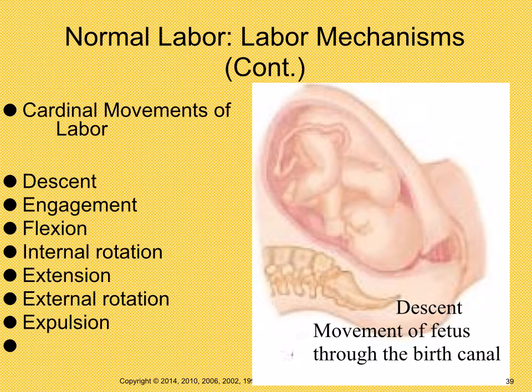Labor mechanisms here, the cardinal movements of labor. The fetal head descends, it engages into the pelvis, and it flexes by bringing its chin closer to its chest. They have an internal rotation, so they might turn to face mom's back when they're coming into a side position. They extend their head underneath the pubic symphysis. They externally rotate during delivery, and they have a complete expulsion.